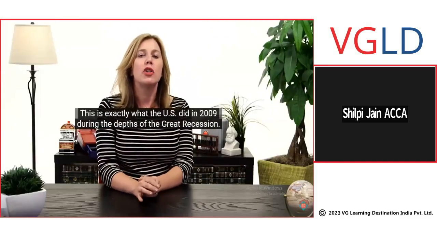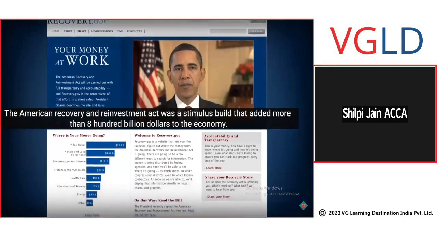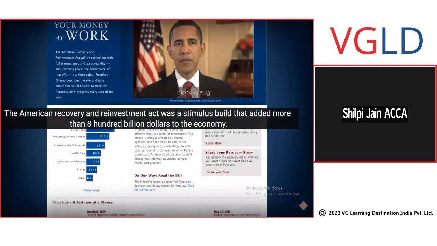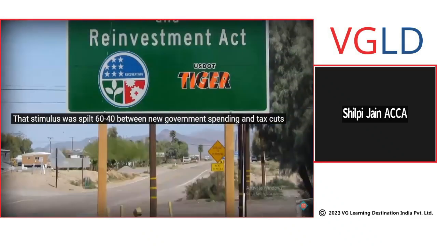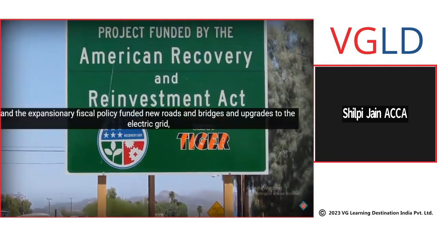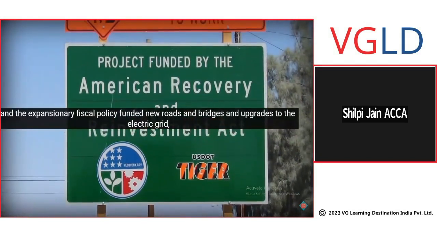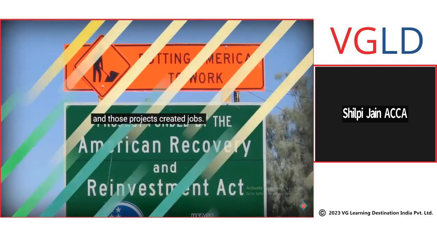This is exactly what the U.S. did in 2009, during the depths of the Great Recession. The American Recovery and Reinvestment Act was a stimulus bill that added more than $800 billion to the economy. That stimulus was split 60-40 between new government spending and tax cuts. And the expansionary fiscal policy funded new roads and bridges and upgrades to the electric grid. And those projects created jobs.